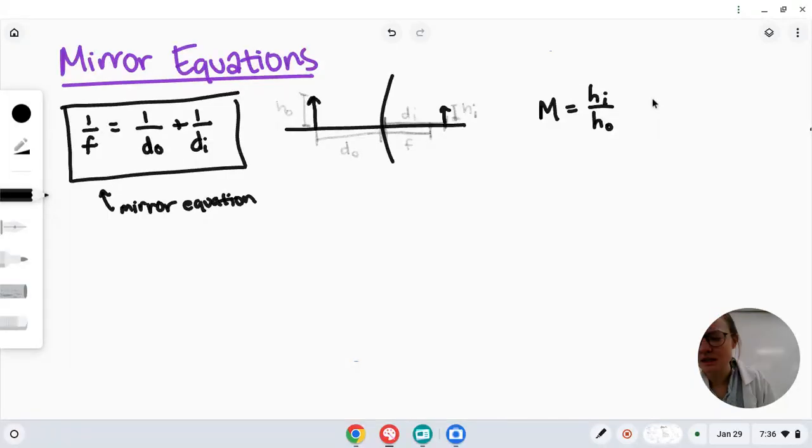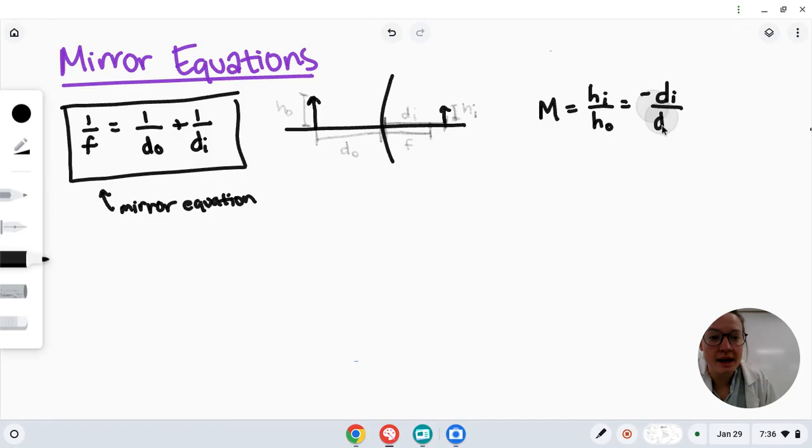Turns out that this is also going to be related to the distance to the object and the distance to the image. And here's how it's going to be related: the magnification is also going to equal negative DI over DO.